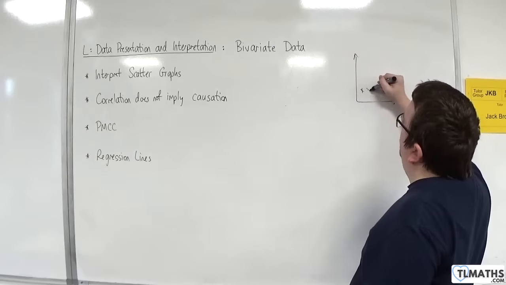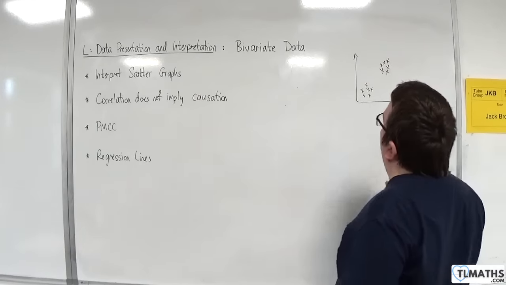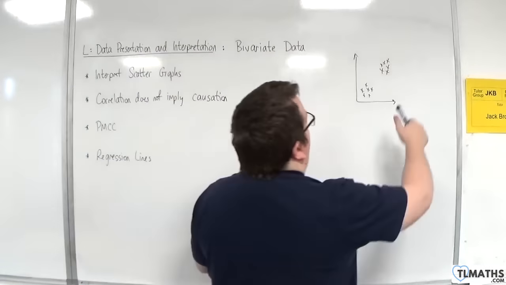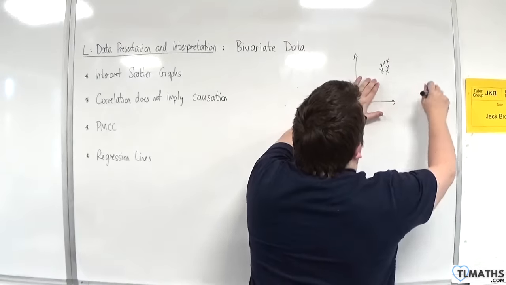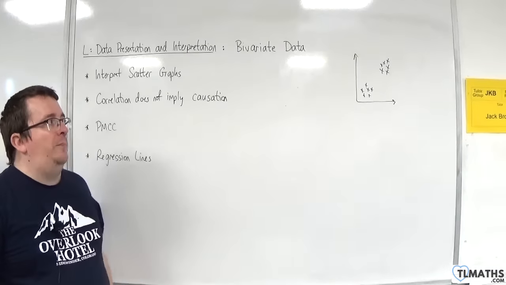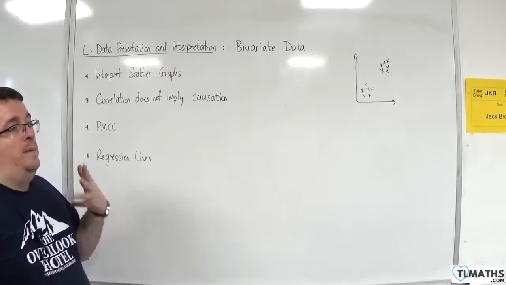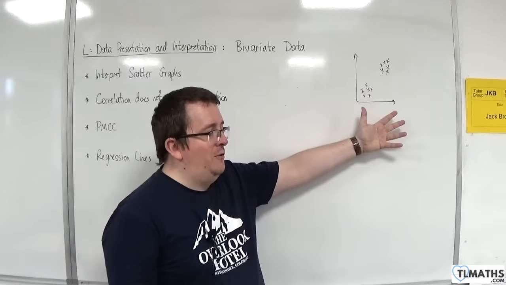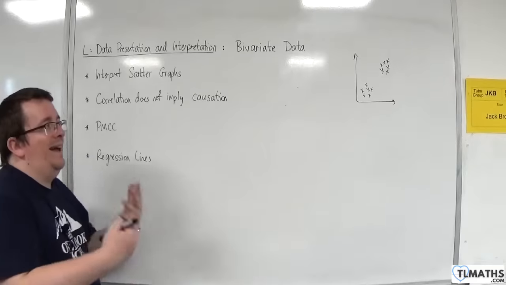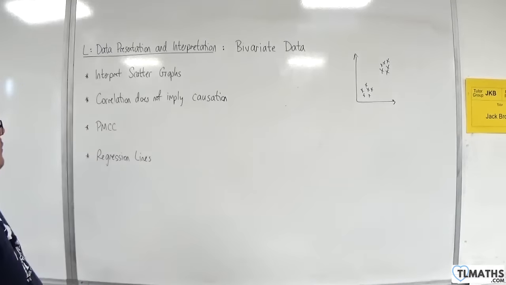So remember, look for things like where you've got data sets like this. It looks like positive correlation, but actually it could probably be two distinct populations that have been graphed together. So it looks like there's a positive correlation, but actually maybe there isn't. It could be interpreted as positive correlation, of course, but when interpreting it, you might go, well, actually, that's not quite what it's showing. So I'm being a little bit careful with what I say.